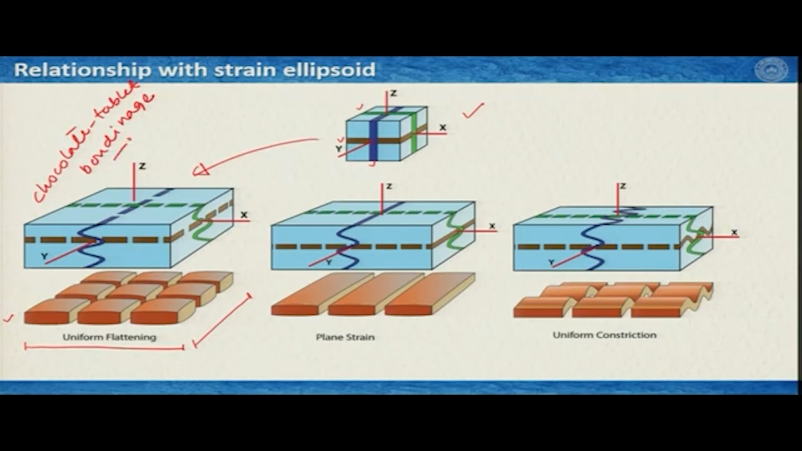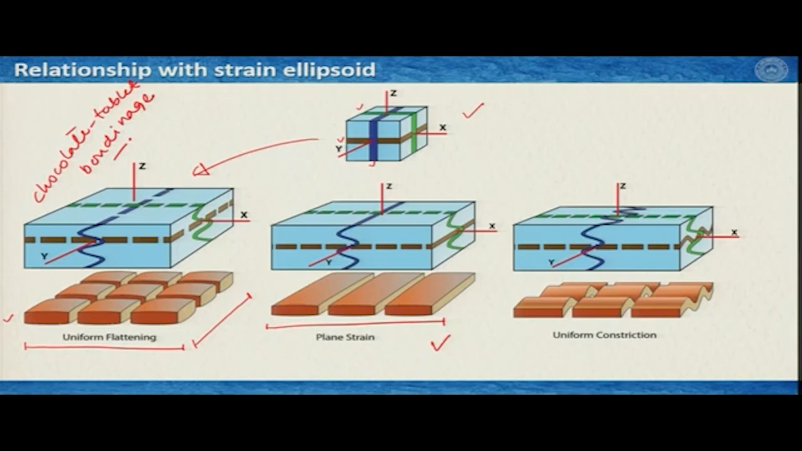If that does not happen, and the strain is like a plane strain, that means your y axis is constant, there is no deformation along the y axis. Then this brown layer, which is the horizontal layer perpendicular to z, flows only along the x direction with shortening along the z direction. So, this brown layer would experience layer normal compression and layer parallel extension. Therefore, we would have a Boudinage of shape like this.